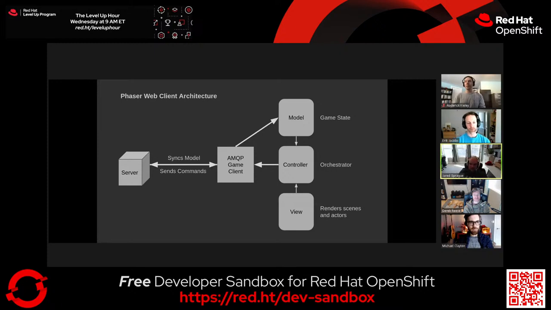So first thing I want to talk about is that I re-architected the client to put some architecture around it so that we can have a sane development language that we talk to each other. So this is basically an MVC architecture, but it shows how the client network fits into it. The client code that Roddy and Eric wrote got extracted out into its own class called the AMQP game client. All it does is talk to the server, sync the state and send commands. So between the server and the client, it syncs the model, which is the game state, and sends commands to the server. So it's going to be bidirectional.